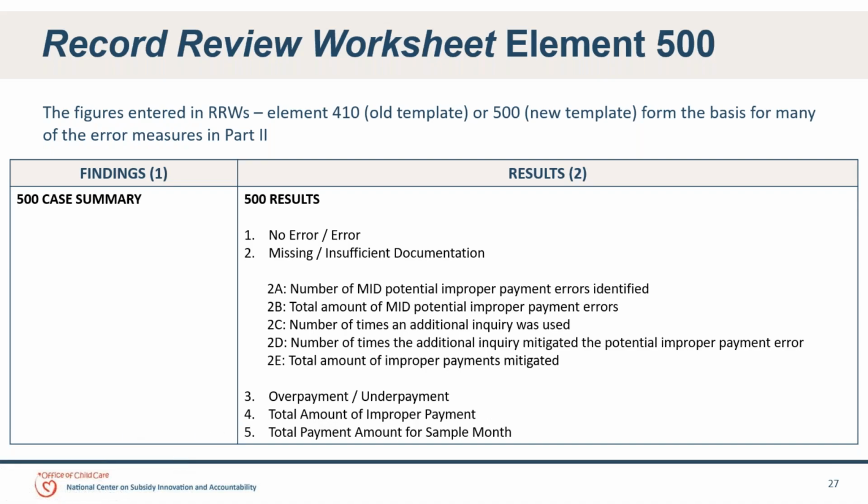As you can see on both examples, either 410 or 500, items 1, 2, 3, 4, and 5 are identical. Item 1 is where you record whether or not there was an error. Number 2 is if there was missing or insufficient documentation. Number 3 is whether there was an over or underpayment. Number 4 is what the improper payment amount was, if there was one. And number 5 is the total payment amount for the sample month.